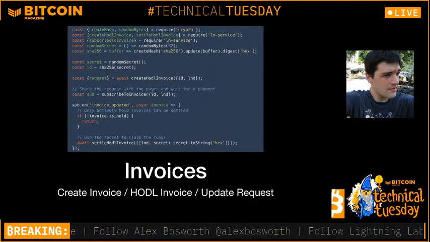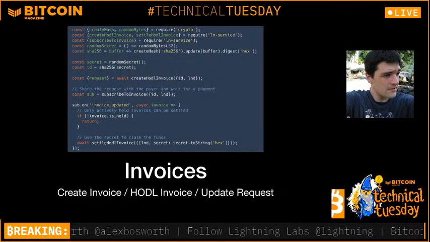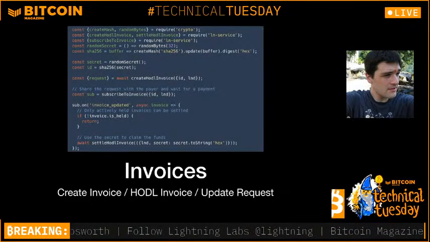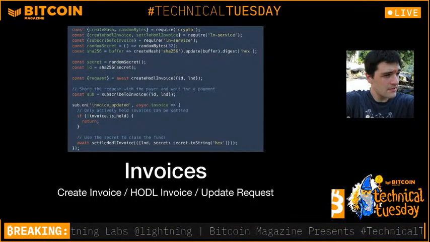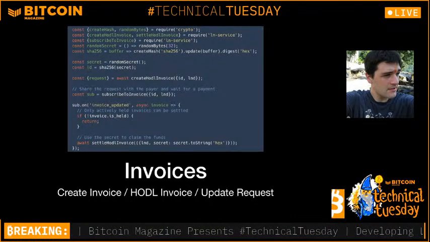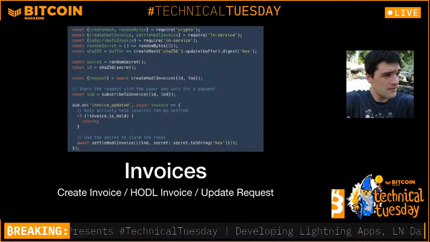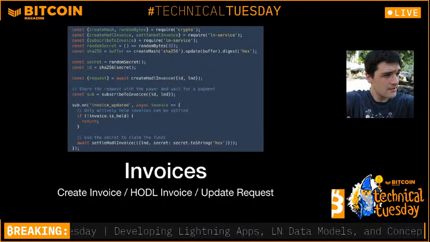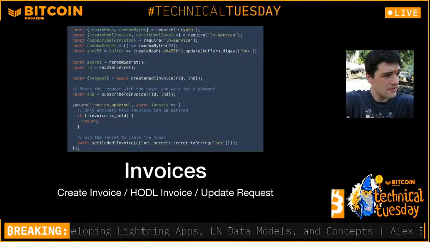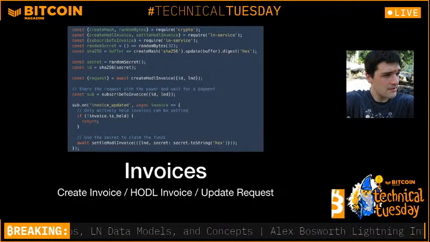Here I'm creating a HODL invoice with a secret that I generated myself. A secret is just some cryptographically good random bytes. I created this secret, and then I shared the hash with the person who's paying, and I can create a payment request for that if I want to. Then I subscribe to the individual invoice. LND offers a subscription method so that you can listen to different invoices.